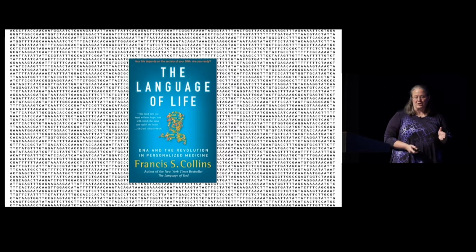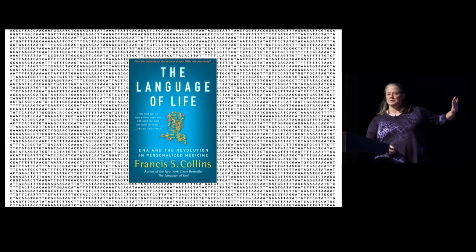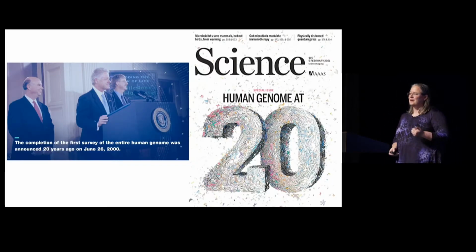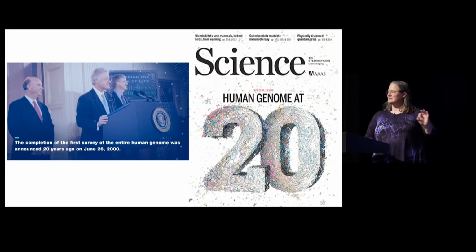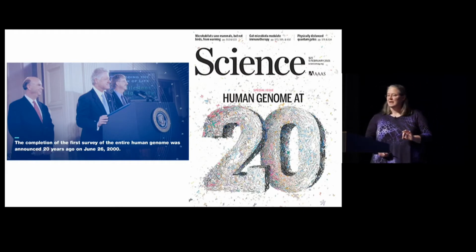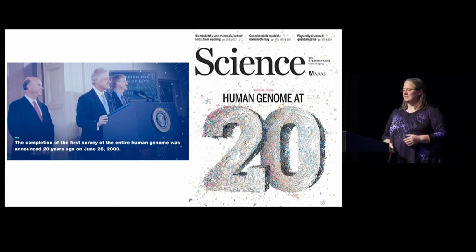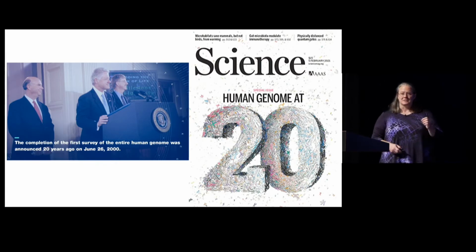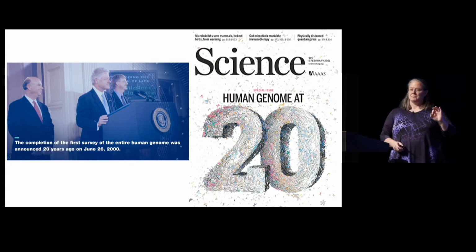So the Human Genome Project was launched on the idea that this would have a tremendous impact on medicine, and the human genome was completed just over 20 years ago. And so what have we learned about decoding this language in the last 20 years, and have we really met the promise of what the human genome claimed it would provide? The same Francis Collins who described this as the language of life stated around the time that the human genome was complete that it would radically change medicine within 15 years.